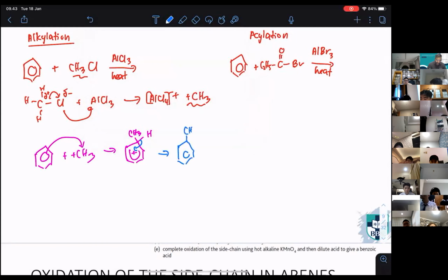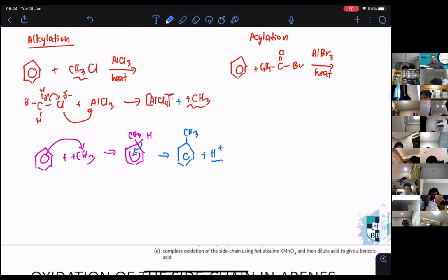Yes, methyl benzene, and you can just leave the H plus over there, but they do react with the AlCl4 minus. Sorry, not plus, my mistake. This one is minus. Okay, the next part is going to be acylation.